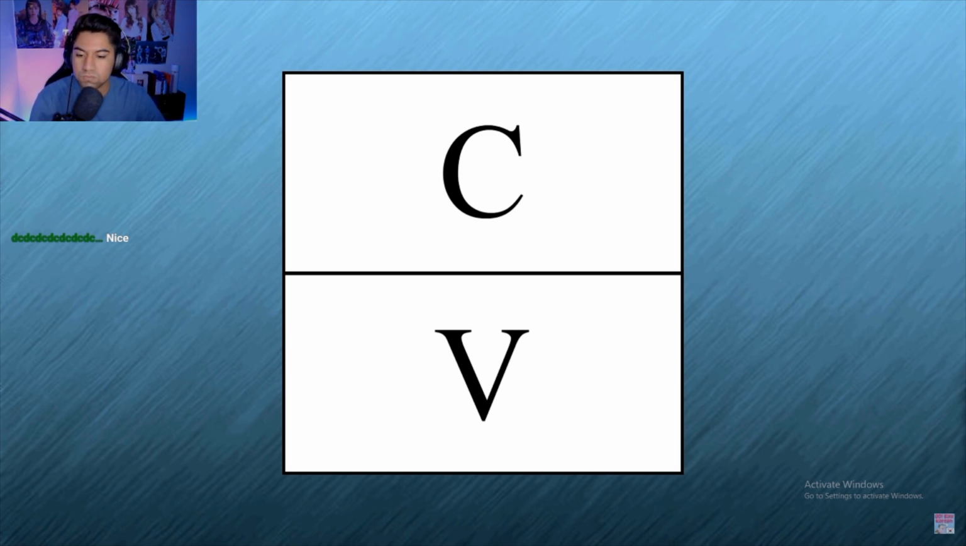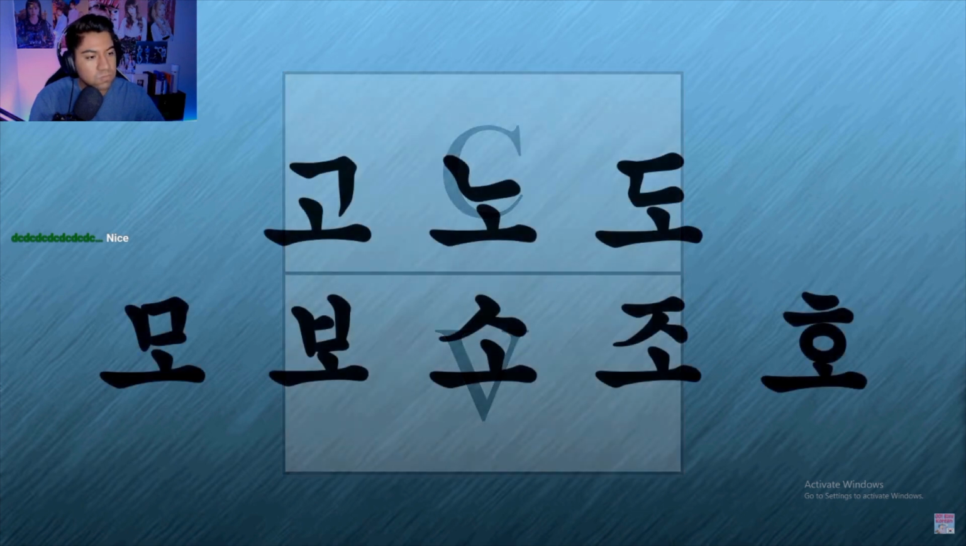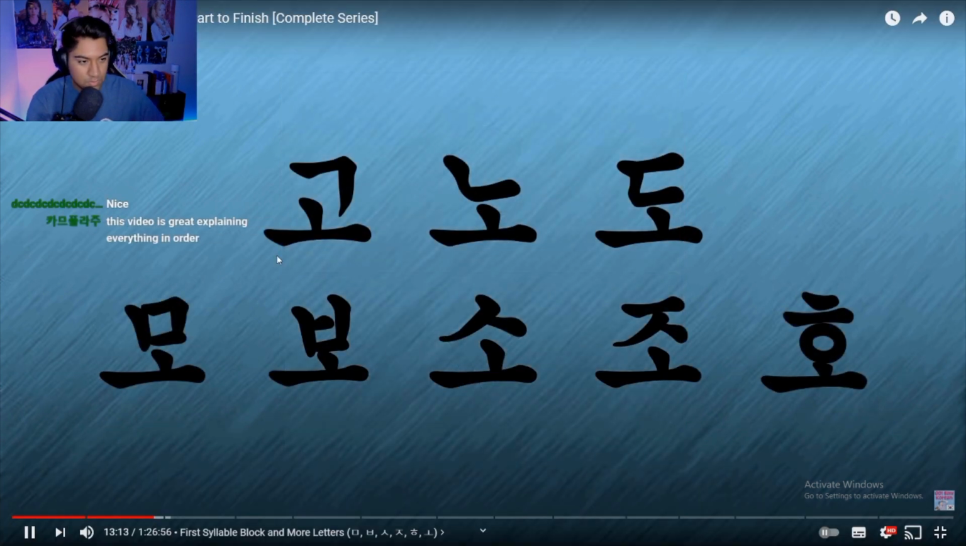So let's do a bit more practice. Here are all of the consonants that we've learned so far, along with the vowel O, using our new syllable block. Now, try reading the following syllables on your own. You can pause the video here.